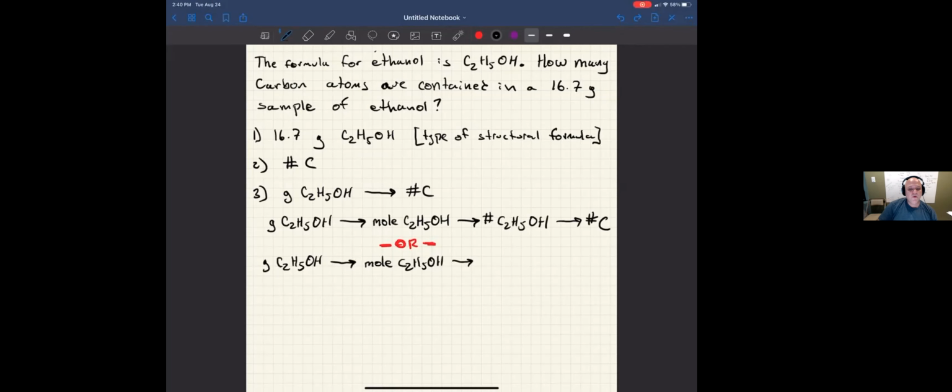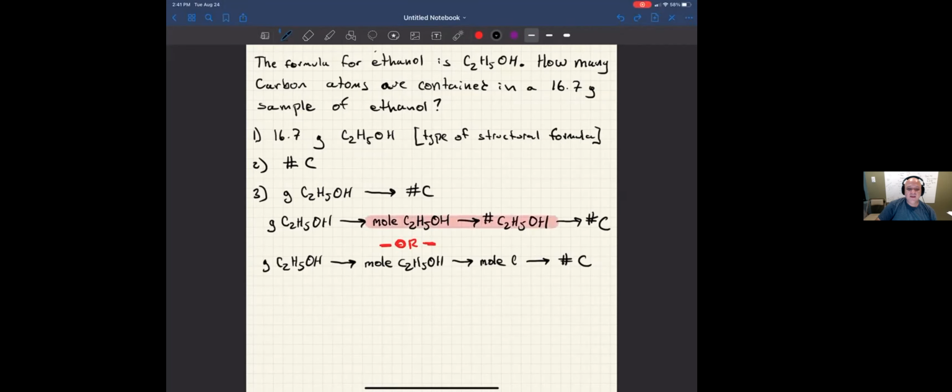But once I have moles of ethanol, instead of converting moles of ethanol to the number of ethanol molecules, I can directly use the relationship in the chemical formula and say, if I know the number of moles of ethanol, then I know how many moles of carbon there are. If I know the number of moles of carbon, then I can convert to the number of carbon atoms because I use the same relationship, or use Avogadro's relationship here.